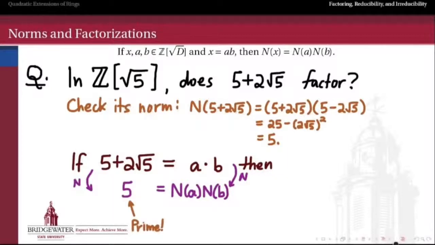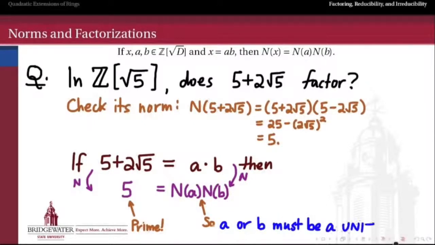But 5 is a prime integer. So now we're using a fact about the integer 5 as opposed to a fact about the complicated quadratic number 5 plus 2 radical 5. And so we can conclude that either the norm of a or the norm of b has to be 1 or negative 1, in order that their norms multiply together in the ring of integers to give me 5, because 5 is a prime integer.